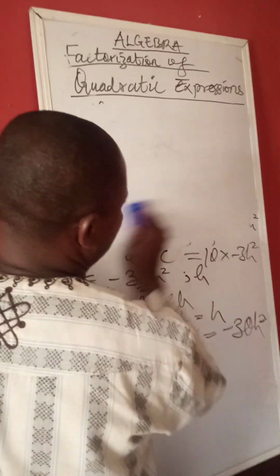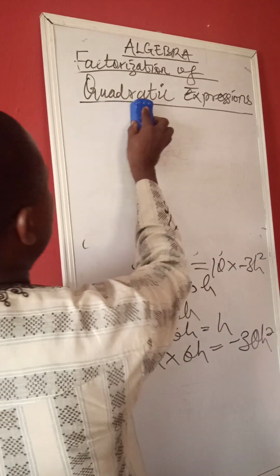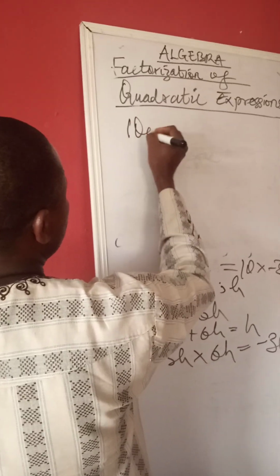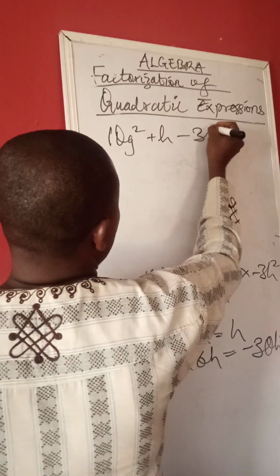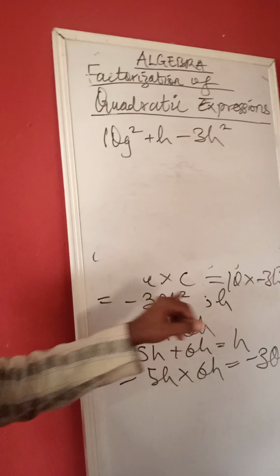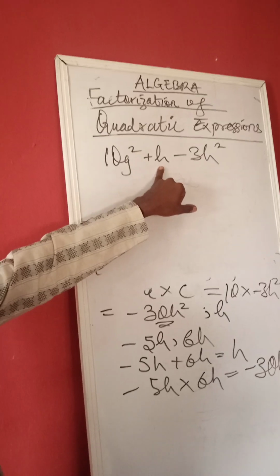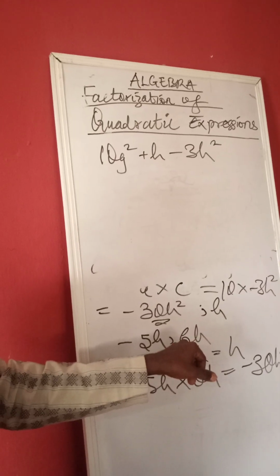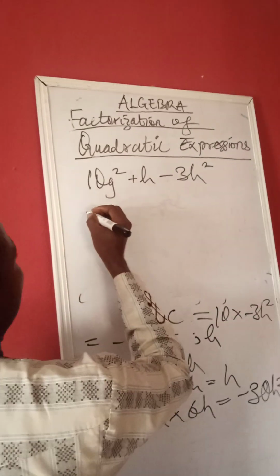Sorry, I have to clean up some things. So I go back to the original expression we are trying to factorize, which, if I remember very well, is 10g squared plus h minus 3h squared. Because I have gotten those two factors, minus 5h and 6h, I'm going to rewrite h in terms of those two factors. I can still write h as 6h minus 5h. Of course, 6h minus 5h will give me h.